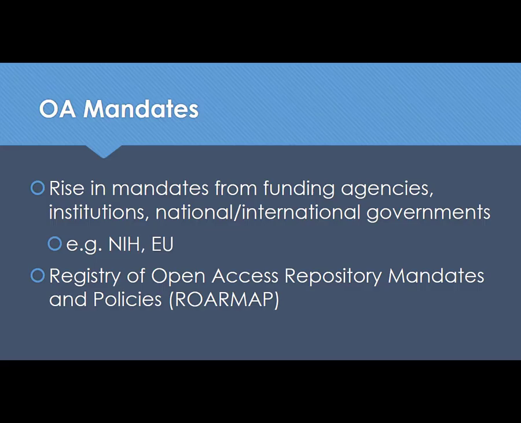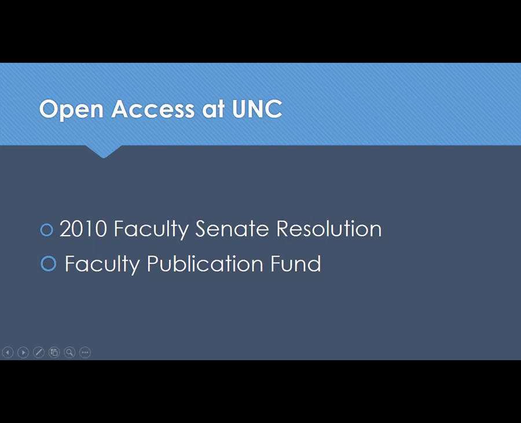Increasingly, funding agencies and governments at the national and international levels are making open access a requirement by mandating that research resulting from grants and other funds be made available via open access repositories. Examples of funders that have established OA mandates include the National Institutes of Health and the European Union. The Registry of Open Access Repository Mandates, or ROARMAP, is a searchable international database of OA mandates.